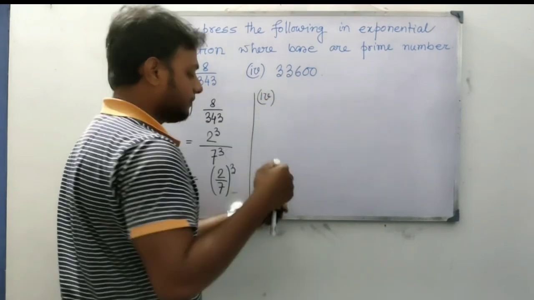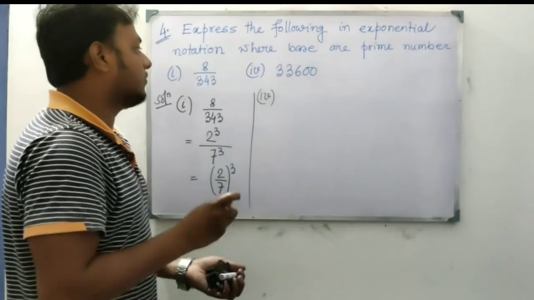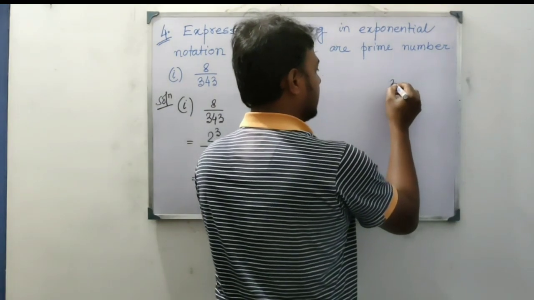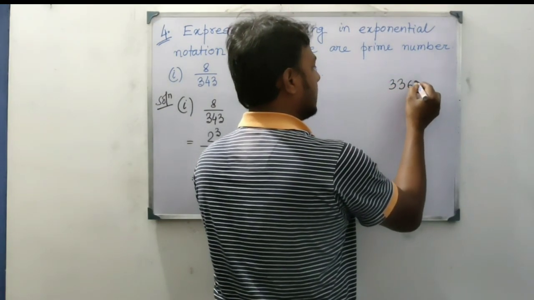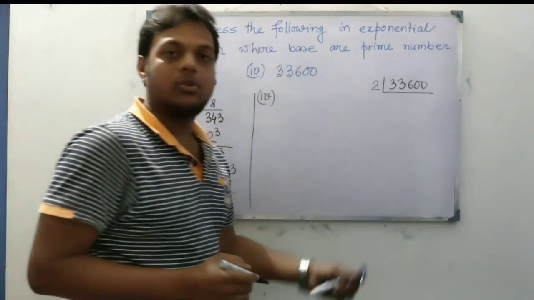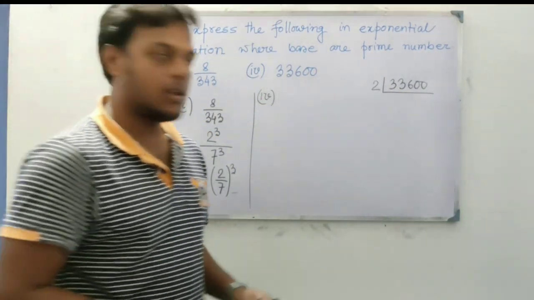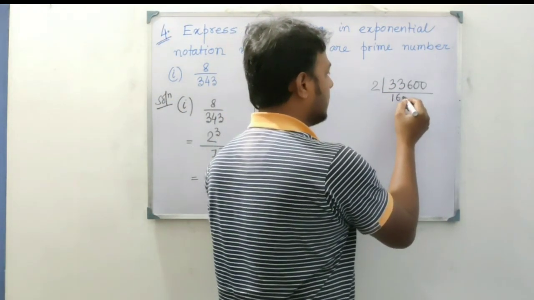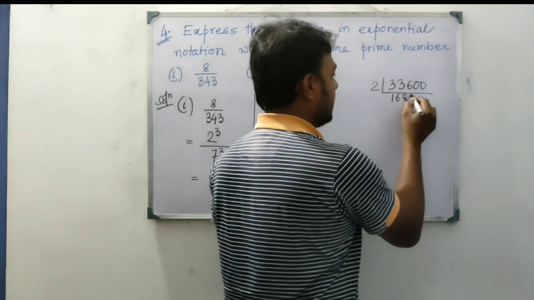For the fourth one, you have to factorize 33600. First divide by 2. You have to divide by the least prime number. So divide by 2, then 2 1s are 2, 6 2s are 12, 8 2s are 16 and 00.